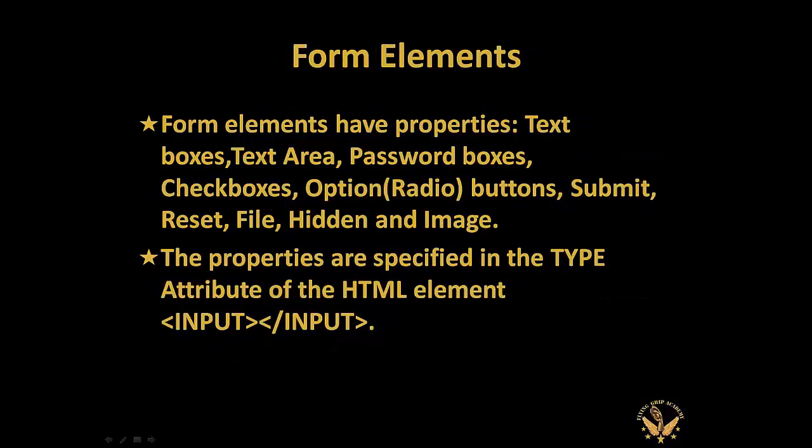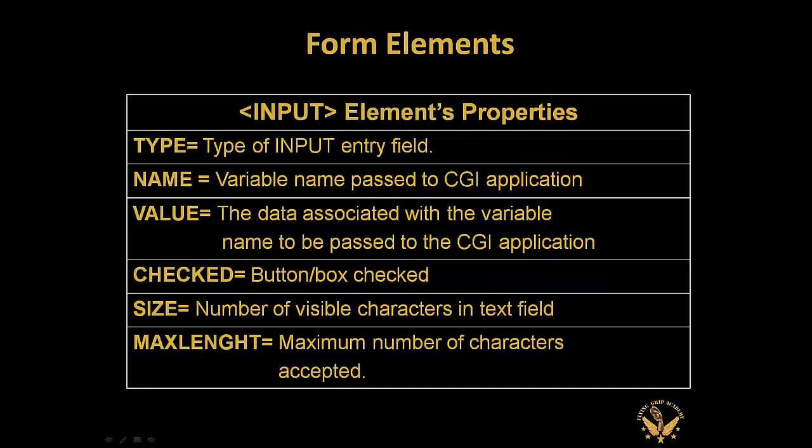Form elements are text box, text area, password boxes, checkboxes, option, radio button, submit button, reset, file, hidden, and images. These are the form elements. The properties or attributes are input: input type equal to text box, input type equal to radio button, input type equal to text area. Whatever type of form element you want, you specify it in the input tag.